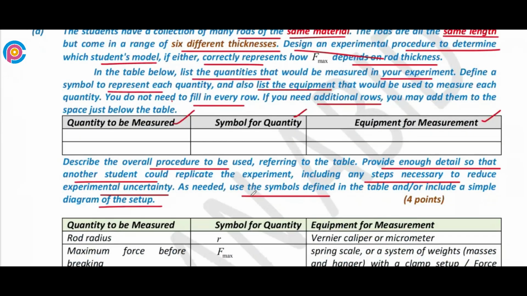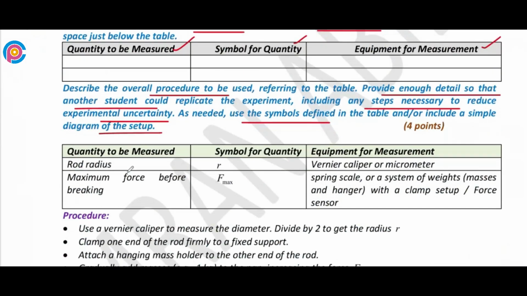Okay. First, we have to measure the rod radius. The symbol of the radius is R. We use a vernier caliper or a micrometer screw gauge for this. Then the next thing we have to measure is the maximum force before breaking, F maximum. For this we use a spring scale, or a system of weights, masses and a hanger with a clamp setup, or a force sensor. Different apparatus available in the school laboratory can be used to measure the maximum force.